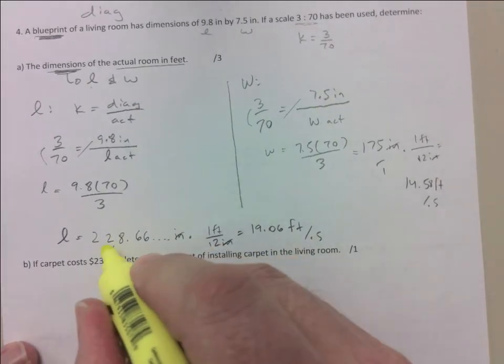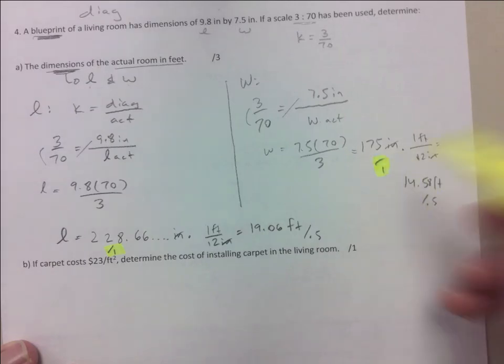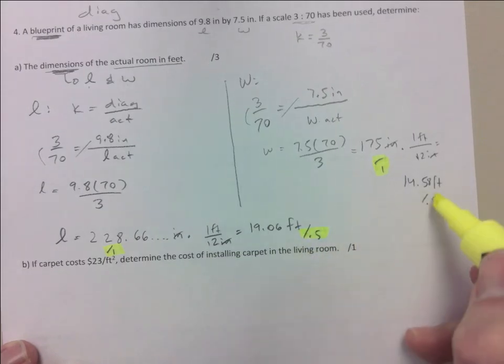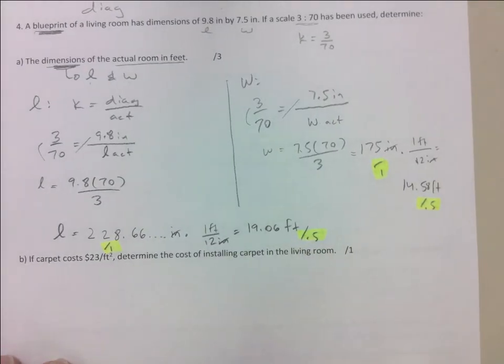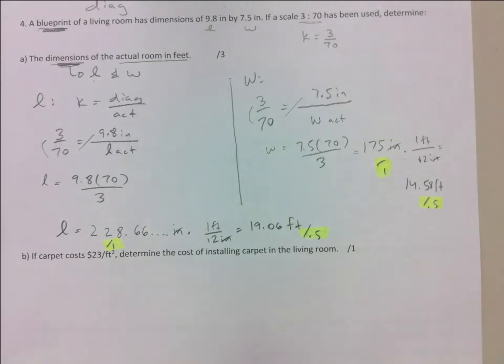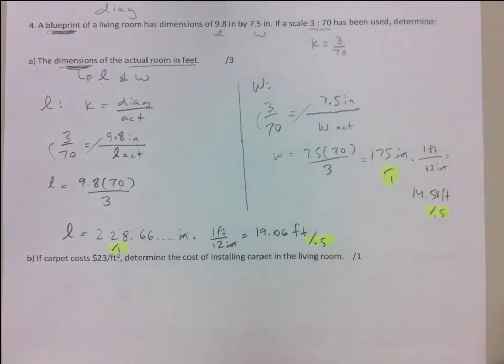So 1 for converting both of them using the scale factor, and then you get half a mark for each of them if you convert. So that's where your 3 marks come from. I'm not going to argue with you if you say 1.5 out of 3, or if you give yourself 2 out of 3. I'm not going to argue. I would like you to identify the mistake, circle it, make a little note, I made a mistake here. That's what I'm after, okay?